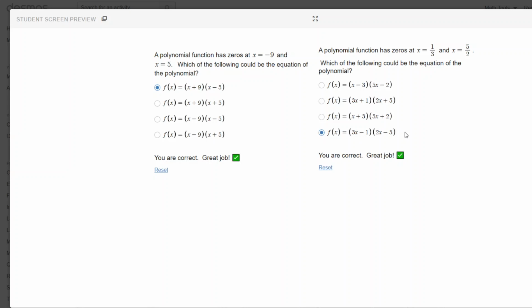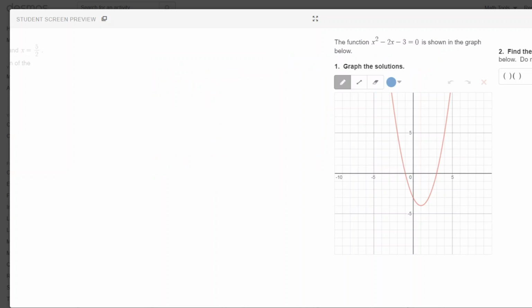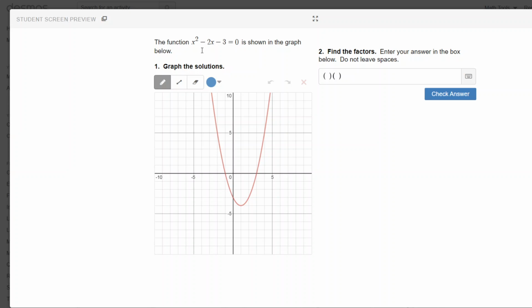And if you're not sure, you could always type this into Desmos and just check, do you actually get these answers? And if not, you could obviously pick a different answer. Okay, let's see what we got here.